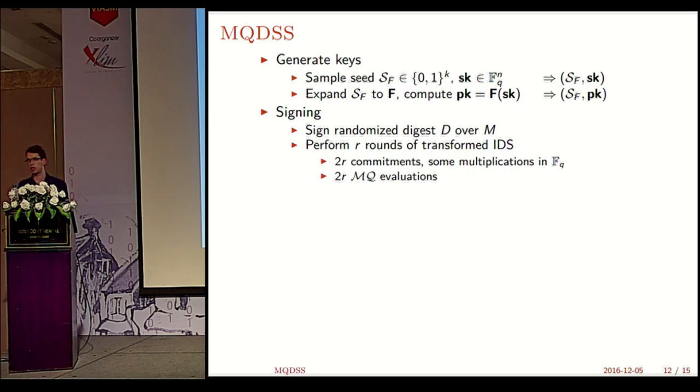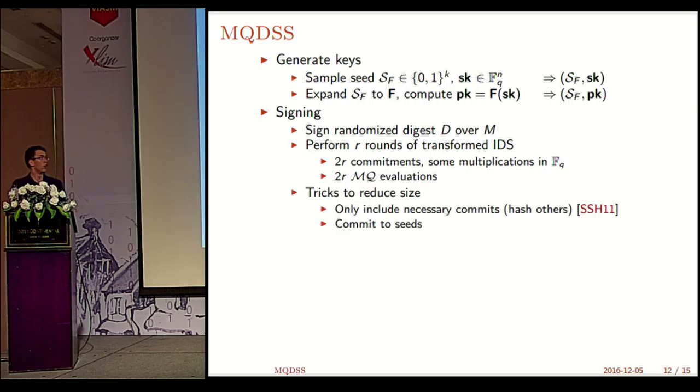And in terms of how much effort this is, like where does the computation go, these commits are just applications of hash functions or some string bit commitment. But these two R evaluations of MQ, that's the costly part. And then, of course, there's some size, so we can play a few tricks to reduce the signature size. That's typically the bottleneck here. You don't want to have a very large signature, and you want to somehow limit this as much as you can.